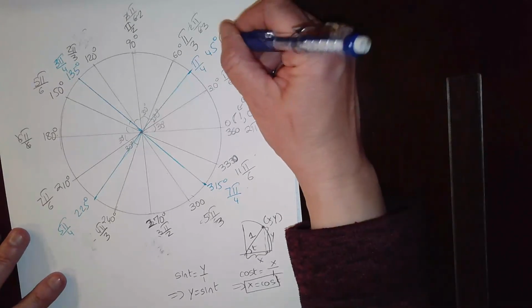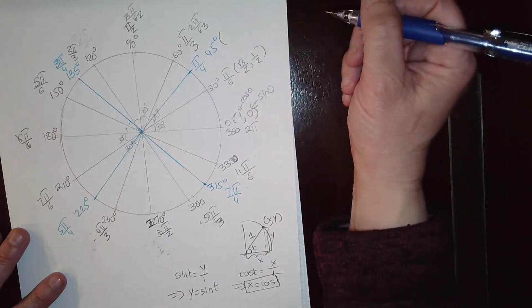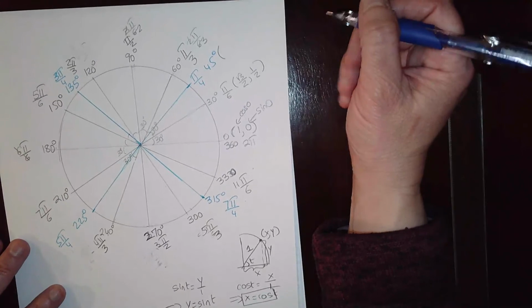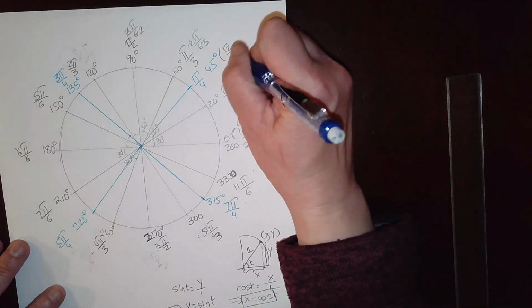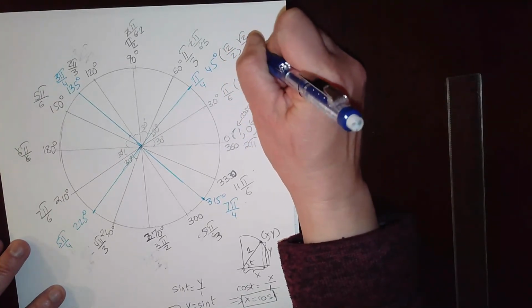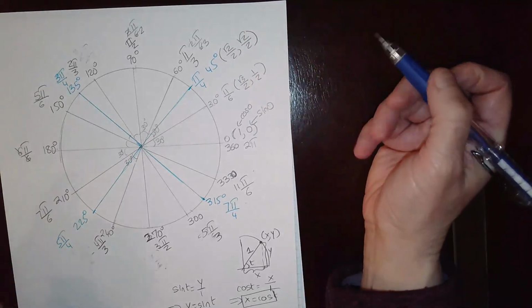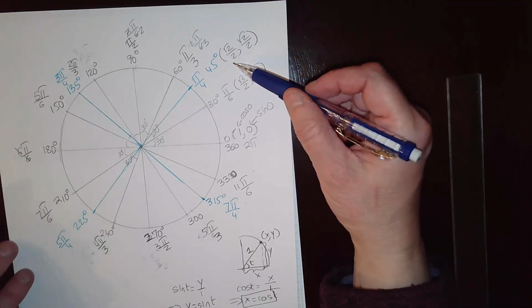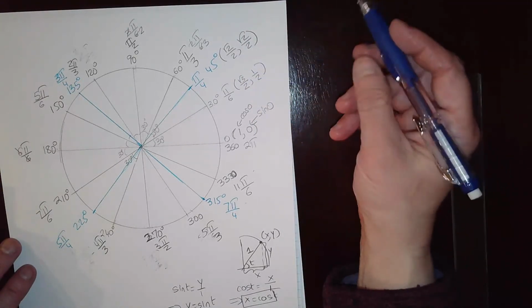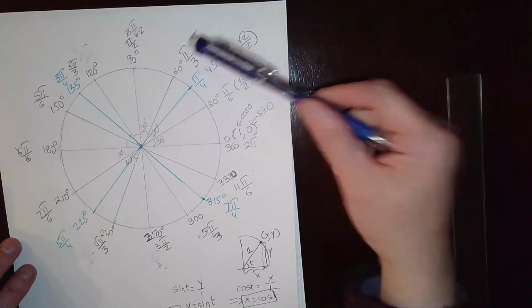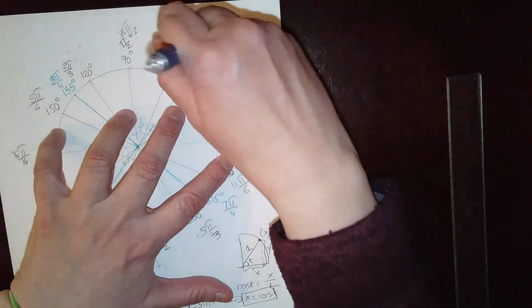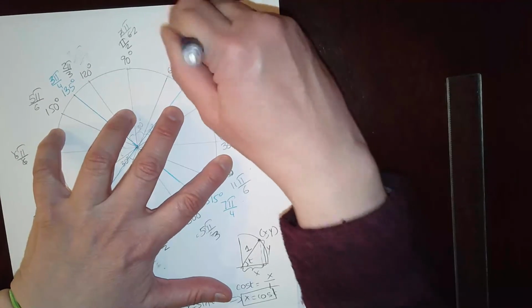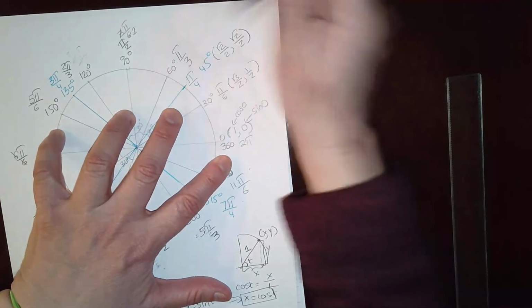Now, this is 45 degrees or pi over 4. The cosine and the sine are the same. Now, if you recall, they were root 2 over 2 or 1 over square root of 2. So this is root 2 over 2, root 2 over 2. So now this is pi over 3. Let me erase that, so this will be easier for us to include this.